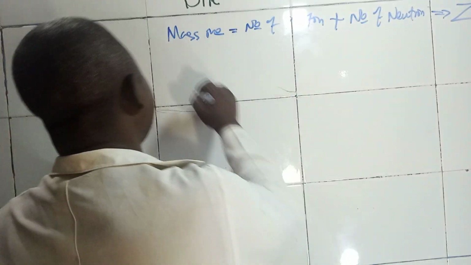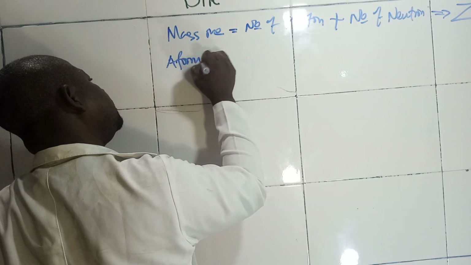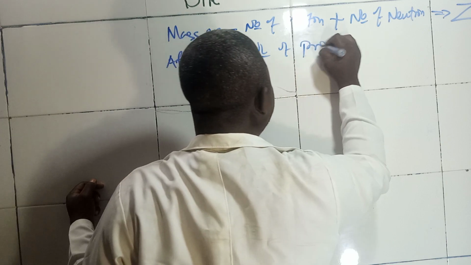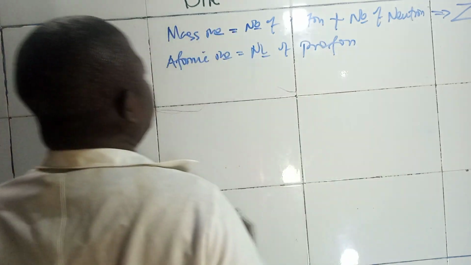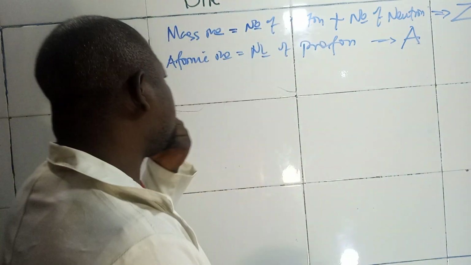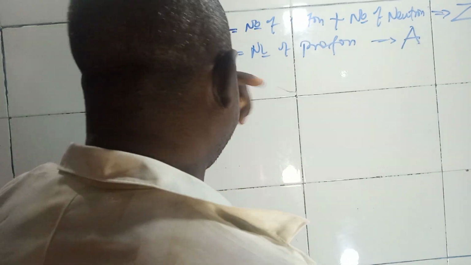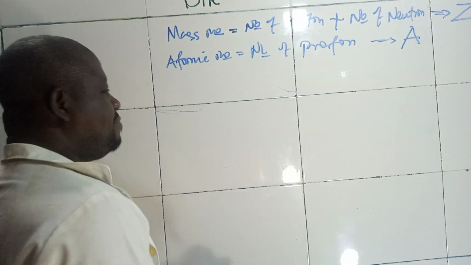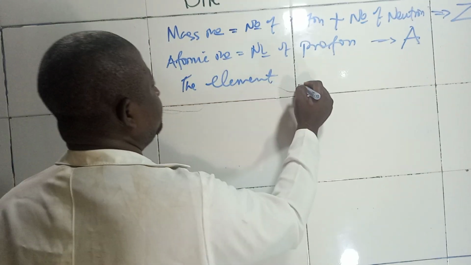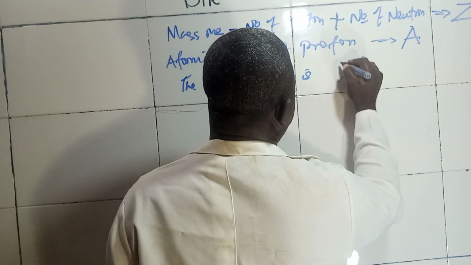Your atomic number is the number of protons, and it's designated as A. Check your textbook, you'll see it there. So they now said the element itself is designated as what?